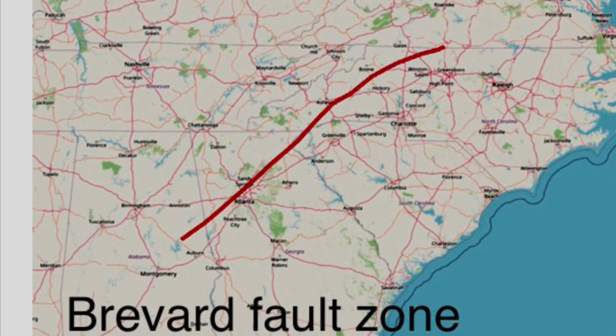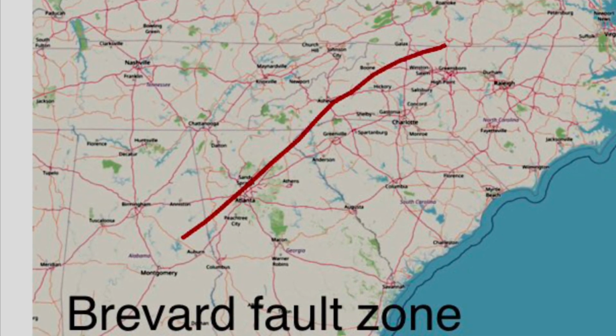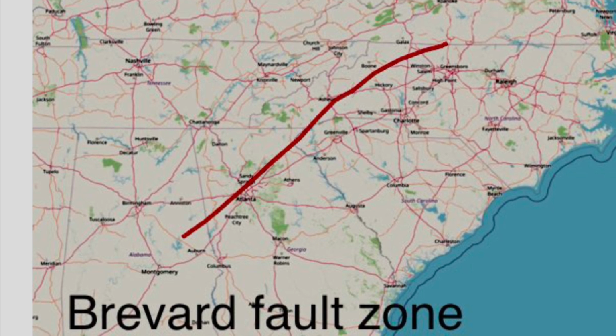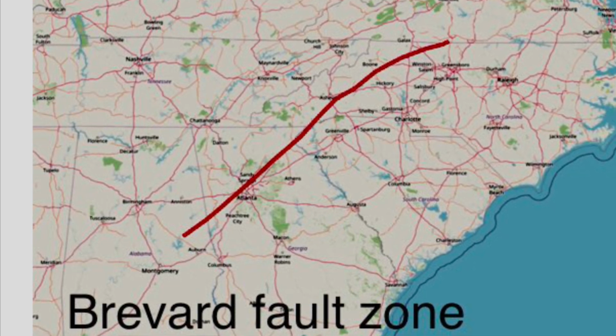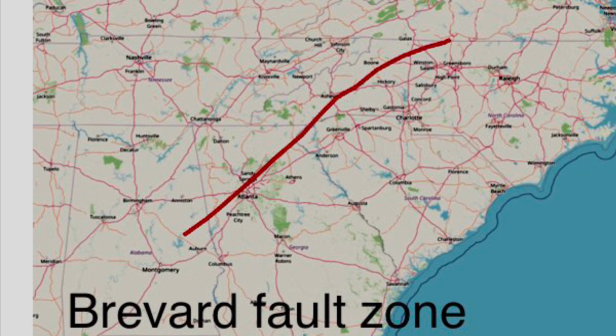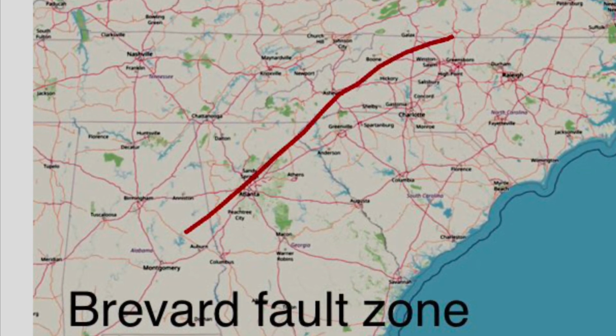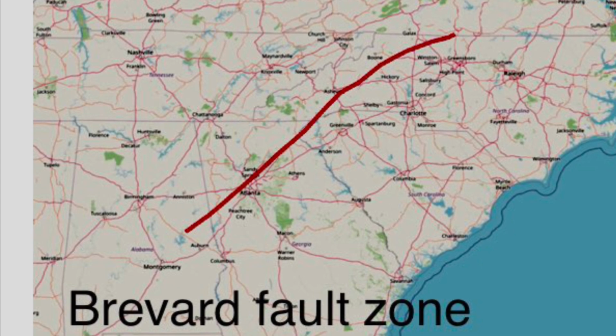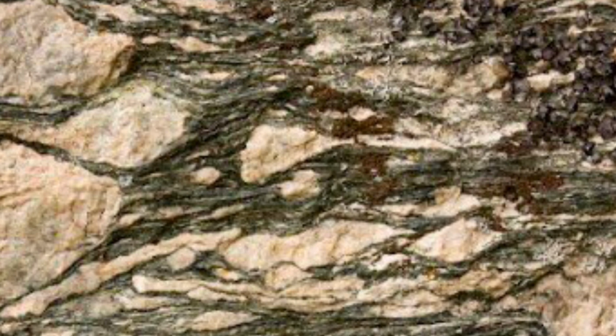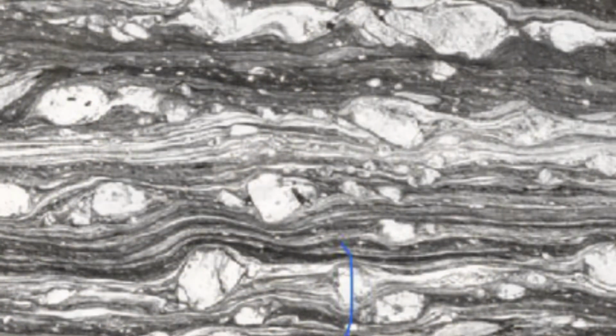The line on this map marks the Brevard Fault Zone, a majorly huge strike-slip zone that produced bunches and bunches of mylonites. The Brevard Fault Zone runs from Virginia down through Alabama. Here are some pictures of some mylonite gneisses for you to look at. Can you see the squashed and smeared and flattened out appearance of these that's produced by this strike-slip action?